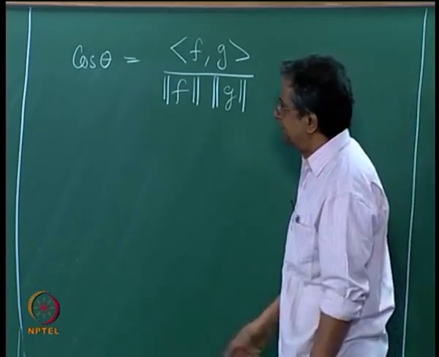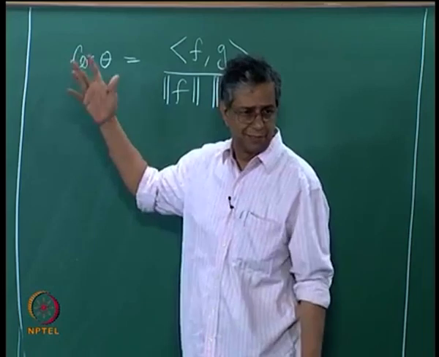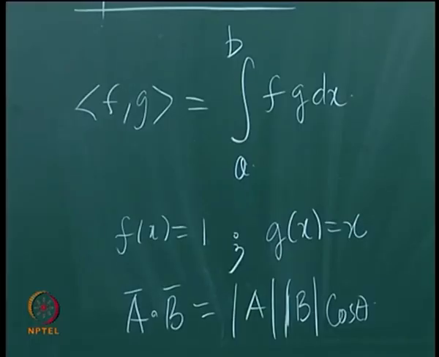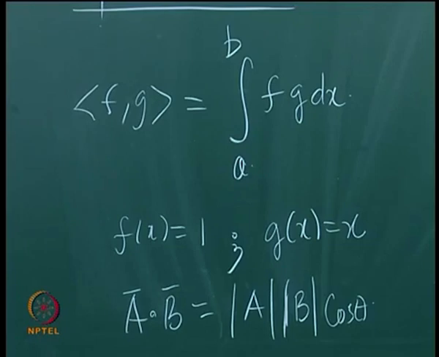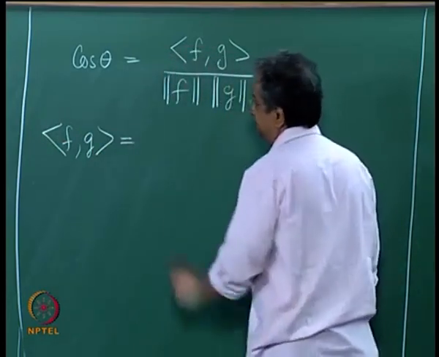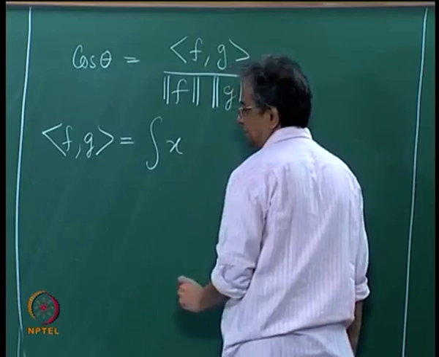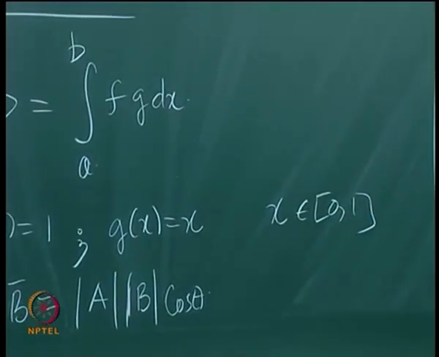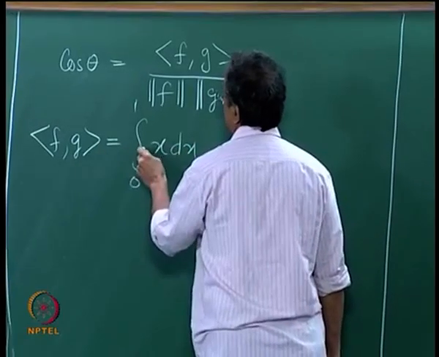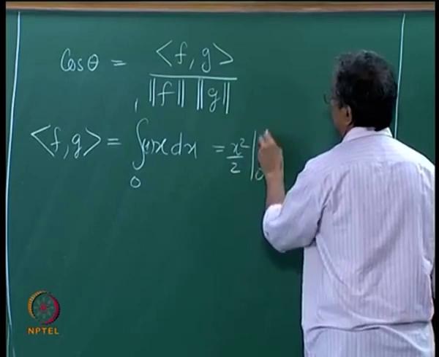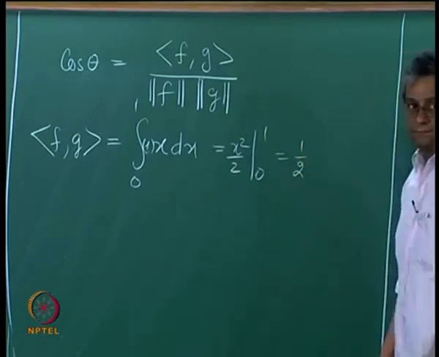We have already used the property that theta is pi by 2, where we said that two functions are orthogonal. We did that yesterday. The question that I am asking is, is it possible for us to find the angle between the functions f and g as given there? So what is f dot g? Let us say the functions are defined on the interval 0 1. It is the integral of 1 times x dx, which gives me x squared by 2 between the limits 0 and 1, which is 1/2. Is that fine?